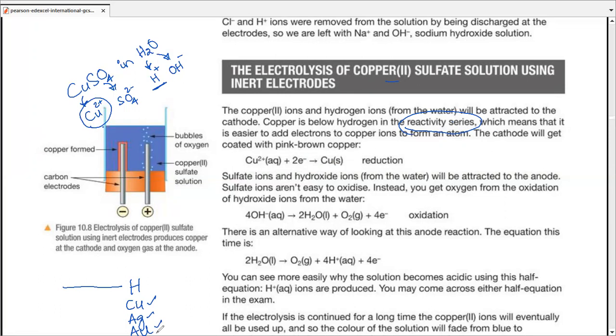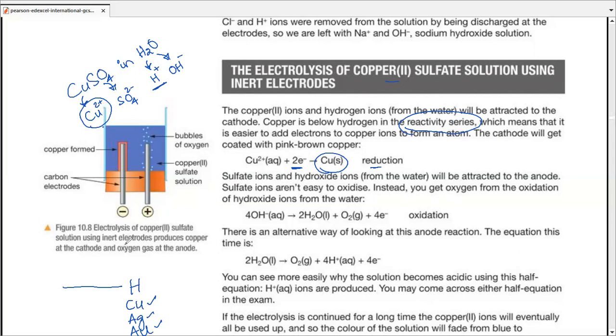So it's pretty easy to remember, right? In this case, copper is less reactive than hydrogen, so copper ions tend to move towards the cathode. They gain electrons over here in a reduction reaction and are converted into copper atoms. So the cathode is coated with a pink brown copper. Whether you call it red brown copper or pink brown, both shades are acceptable at this level. So the pink brown copper is deposited on the cathode.